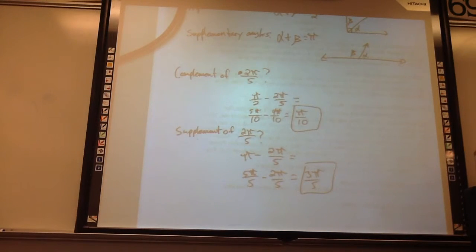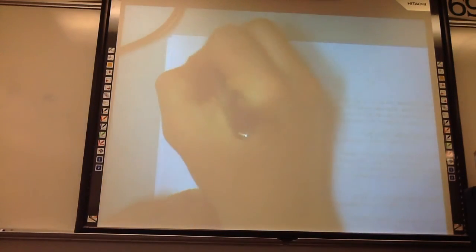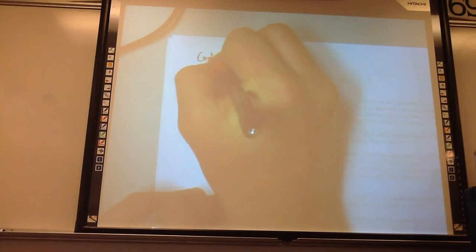Finding complements and supplements, complementary angles, supplementary angles, is just working with fractions. Easy deal, right? Now here's the next thing. It is so easy that sometimes people get confused by it, so I will try to choose my words very carefully. It's called coterminal angles.